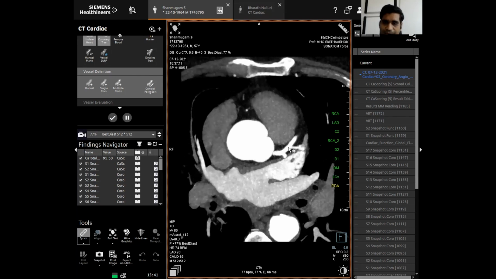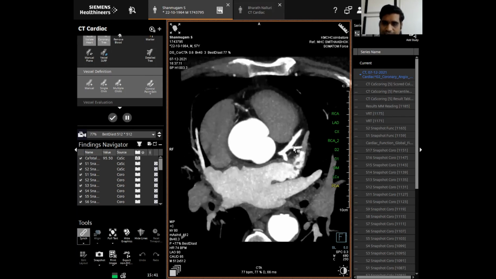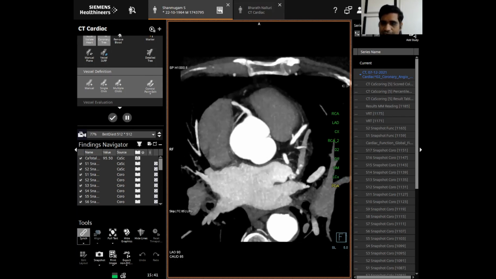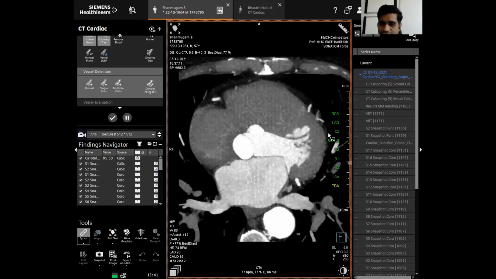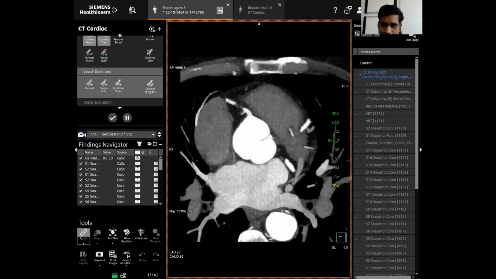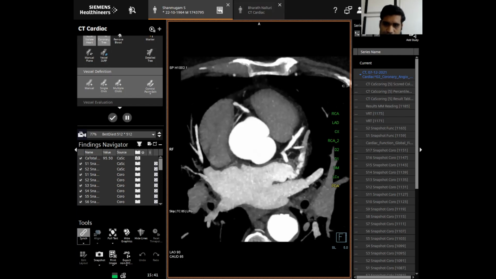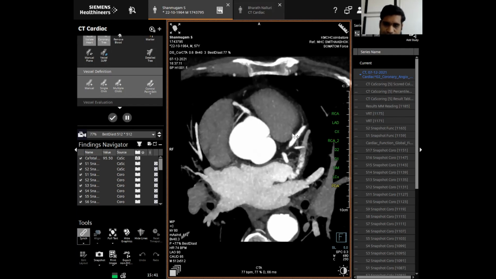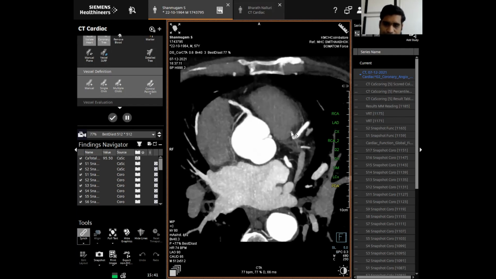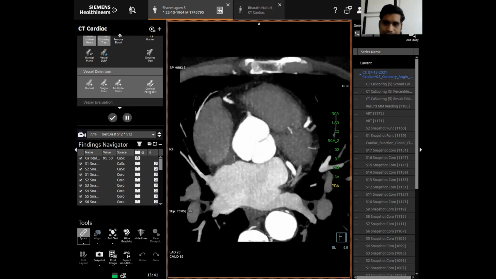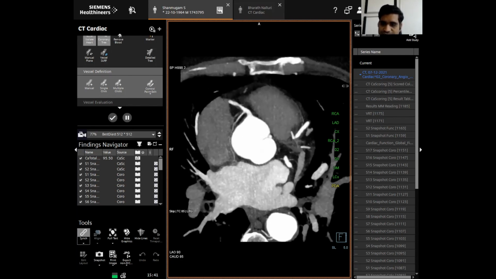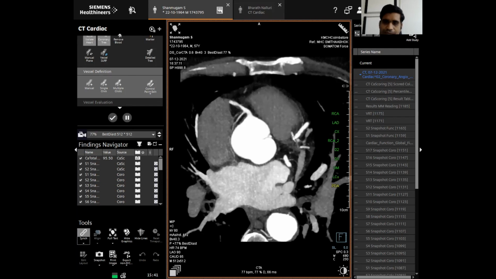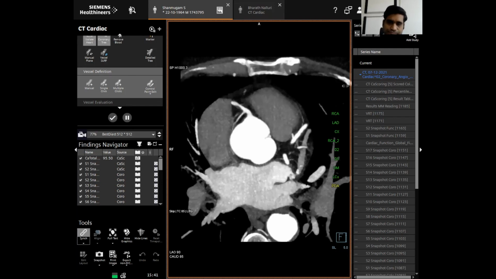These are diagonal branches. The diagonal branches run towards the left side and towards the free wall. Now these branches which run towards the septum are called septal branches. So these are diagonal branches which run towards the free wall and these are septal branches which run towards the septum.